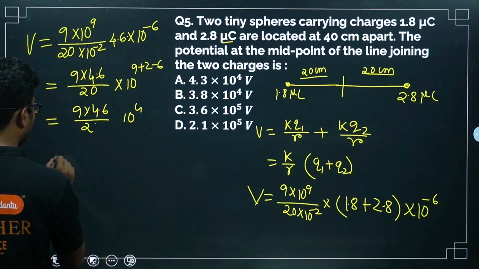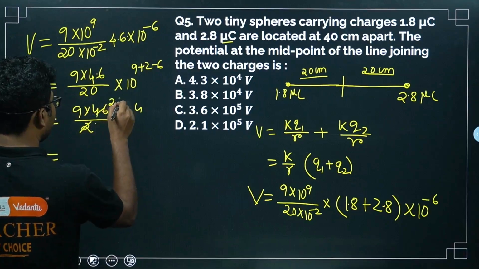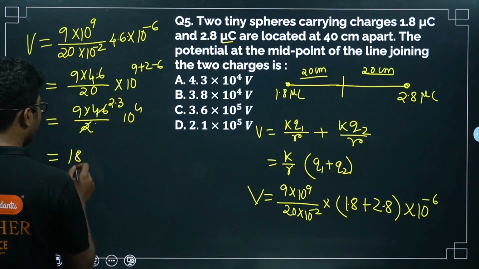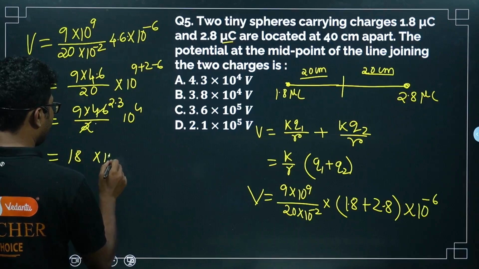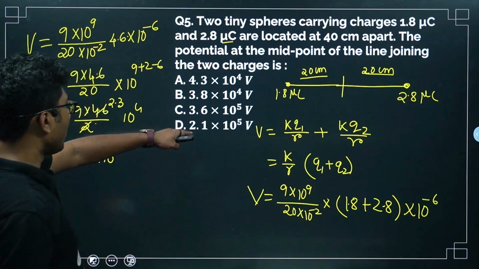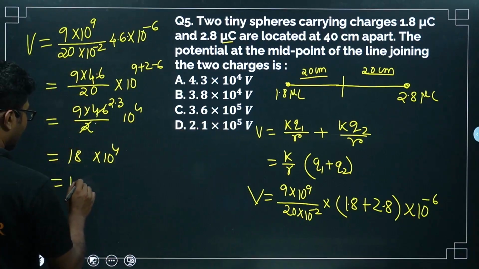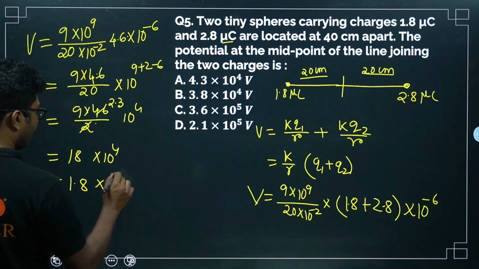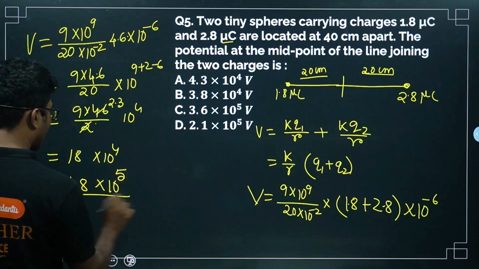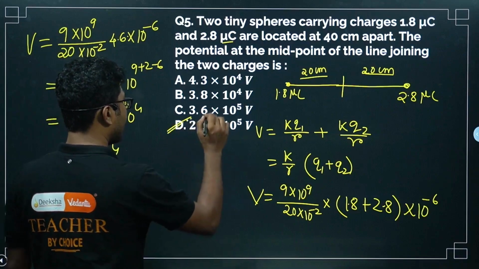Now let's see what will get the answer. It will be almost 2.3, and if we take the approximated value, it will be 18 times 10 to the power of 4. So what is the answer? Possible answer could be 2.1, but 2.1 has 10 to the power of 5. So what you have to do, you have to take it as 1.8 times 10 to the power of 5. So our approximated value is 1.8 and the closest value to that is 2.1.